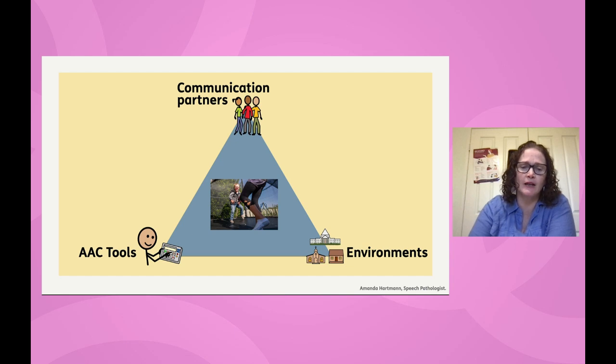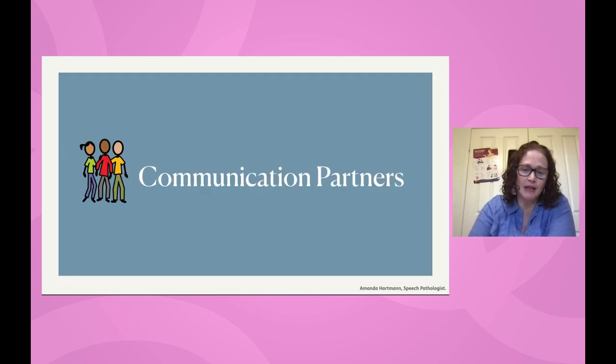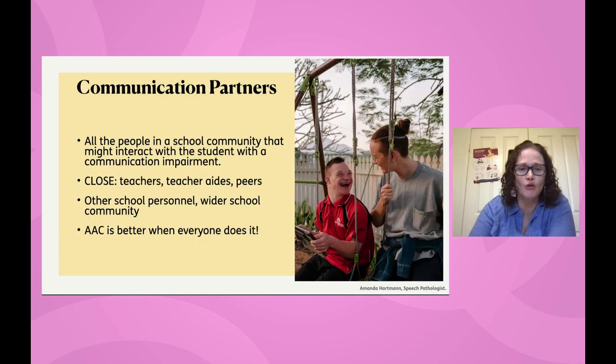But now let's think about these last things. Communication partners are a huge part. It's all the school personnel that we're talking about here. Obviously the closest contacts are teachers, teacher aides and peers, but all the people in the school community who could interact with a student with a communication impairment are officially communication partners who may need some training in what AAC is and how they can use it. You can do AAC on your own, one lonely teacher in one lonely classroom, but it's so much better and richer and more successful when everybody does it together.